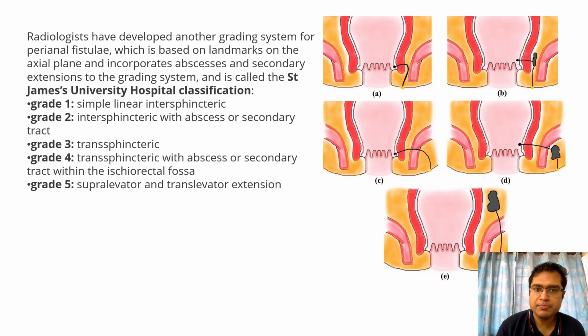These are the types given by the St. James University Hospital classification. This is the one that we use in radiology, where there are 5 grades. Grade 1 is simple linear intersphincteric fistula, where there is no ramification or abscess formation. Grade 2 is intersphincteric with abscess or secondary tract. So here we can see one abscess, or even if there is some branching, it is given grade 2. Grade 3 is transsphincteric fistula, that is coursing through the external sphincter. Grade 4 is transsphincteric with abscess or any secondary ramification. And grade 5 is supralevator or translevator extension, where there is no sphincter involvement.